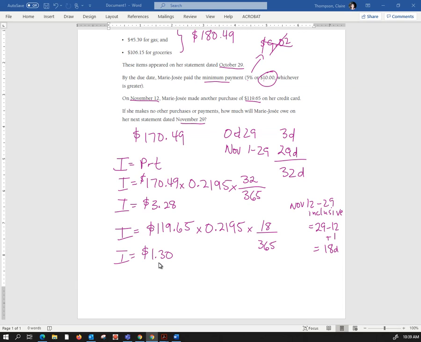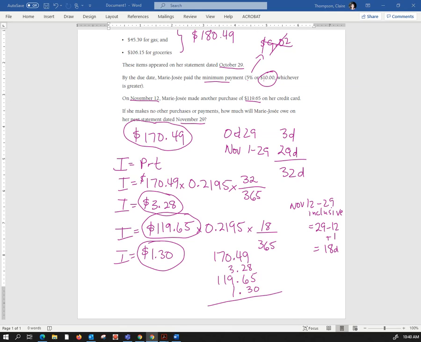The last thing we have to do is to add up all of the things to get our total balance. So that is our balance from our previous one after we've paid our minimum payment, our interest on that balance, the purchase amount, and then the interest on that purchase amount. So here's all of our things that we have to add up, and we should get a balance for this statement of $294.72. Okay, and so that is the final amount that's going to be on our November 29th statement.